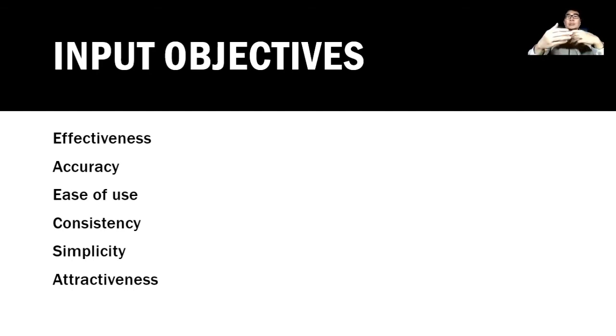And next is ease of use. The input should be designed so that the users will have the least effort to input data to the system. Interactive guidance such as pop-ups or even appropriate labels, naming, or captioning will enable the users to easily use the input design. The next objective is consistency.